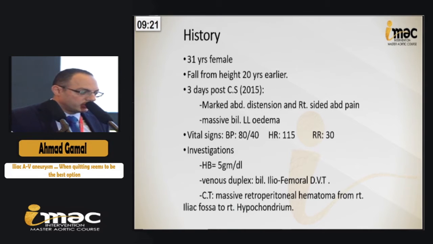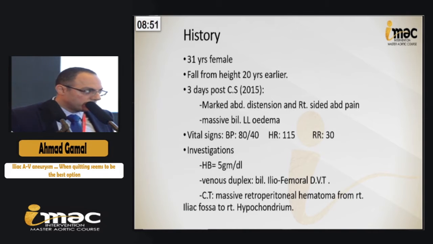The patient presented with signs of hypovolemia, marked abdominal distension and right-sided abdominal pain, with massive bilateral lower limb edema. She was severely anemic. Her blood pressure was 80/40 on maximum dose inotropes, and she had a venous duplex showing a bilateral iliofemoral DVT. The CT scan, which she had from outside our center, showed a massive right-sided retroperitoneal hematoma extending from the right iliac fossa to the right hypochondrium.